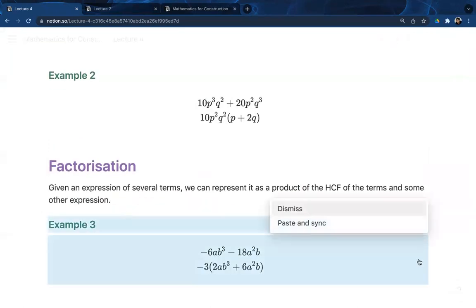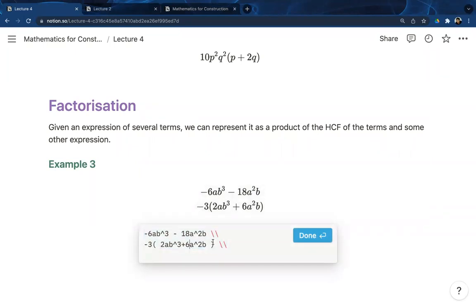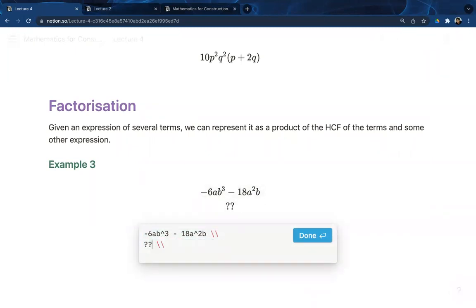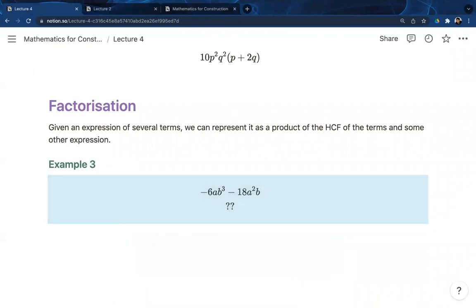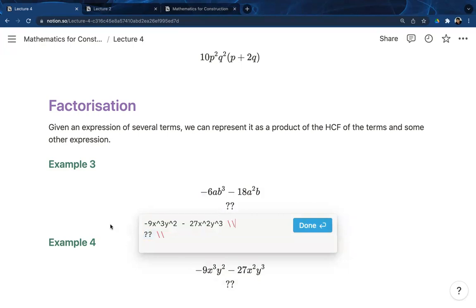I have this example 3 here, where I have an expression, but I decided to pull out -3. But that's not the real answer. This is not the correct answer here, right? So you tell me what the correct answer is for that. And let me give you 2 one time to do example 4. Give you this, right?